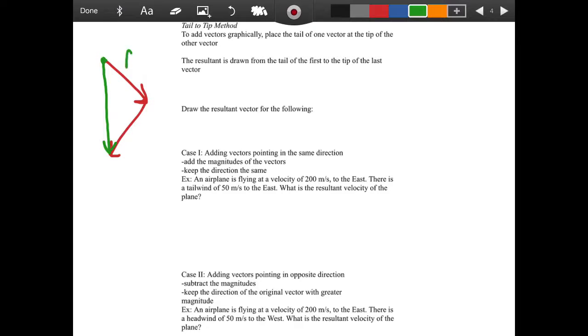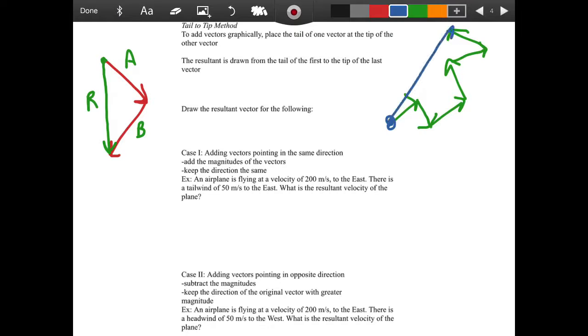So if we have vector A here and B here, the resultant is from where we started to where we ended. And you can have way more, I should put arrows, but you can have way more than just two vectors, as long as we're going from the start point to the end point. That would be our resultant vector.